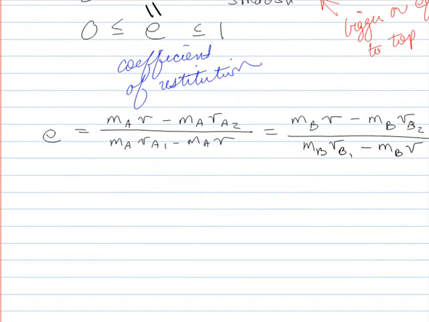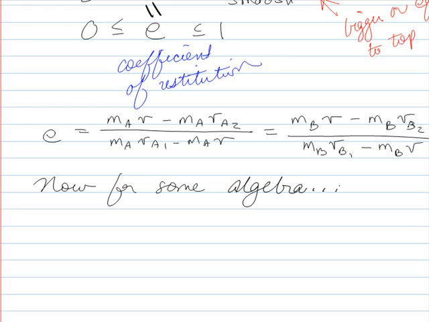So, now the fun part of this is the algebra. Okay. So let's see what we can do with this. Since these are equal, we can cross multiply. So let's do that first. Oh, before I do that, actually, I can make it pretty. What can I do? Oh, I can factor an MA and an MB.